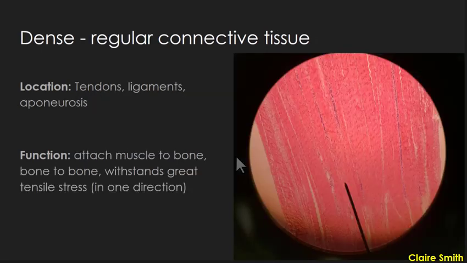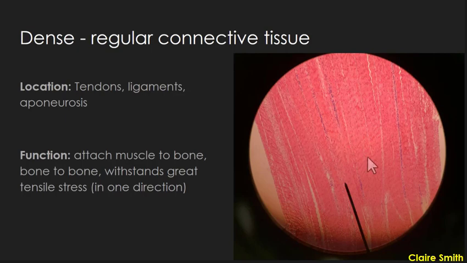We have dense regular connective tissue. So dense because all those little purple dots are the nuclei. So you can see how closely these cells are all packed together. Everyone always tries to say that this is muscle. I'm telling you right now, none of the answers on this quiz are going to be muscle. No, never going to be muscle. If you think it looks like muscle, it's probably dense regular connective tissue.